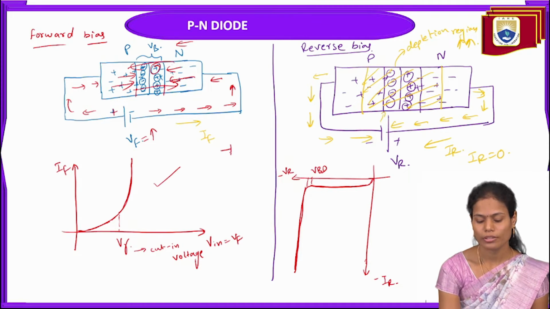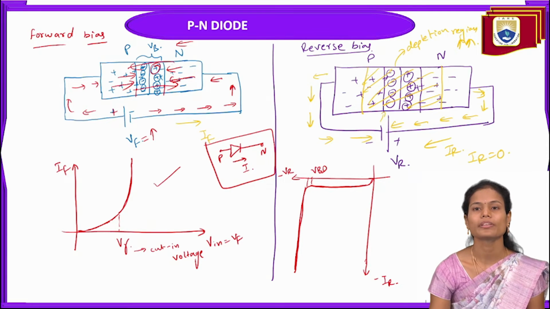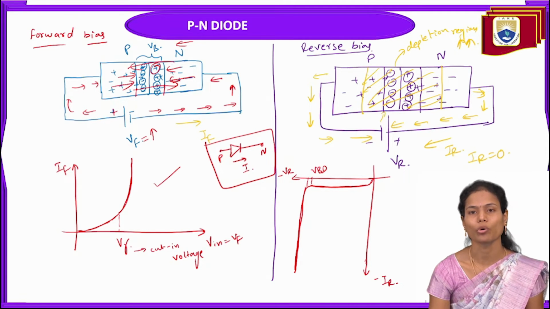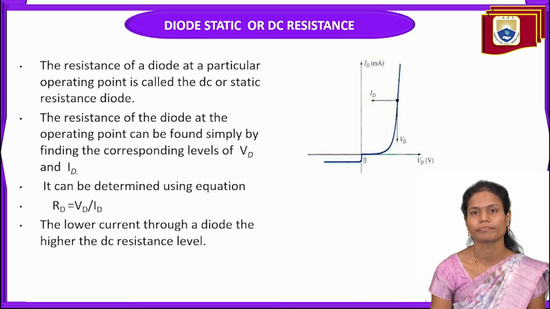So the symbol for this diode we will indicate like this. This is P and this is N and this arrow indicates the direction of the current in the device. This is the PN diode operation. So why we discussed all this PN diode construction and operation is in order to calculate the static resistance as well as the dynamic resistance of the diode here.